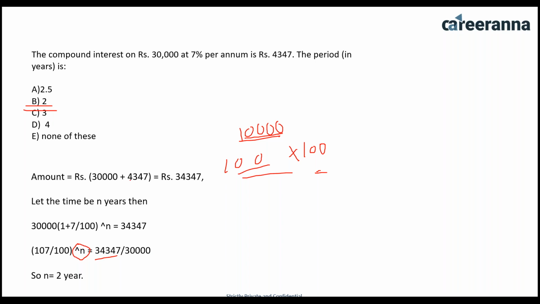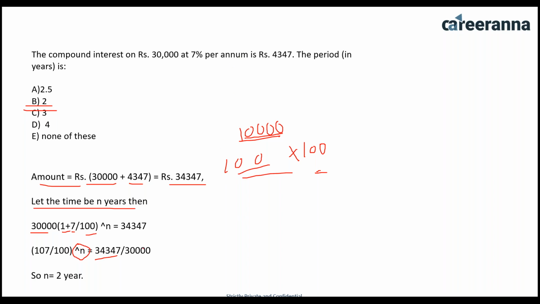Very easy to understand. Anyone has any doubt? Please tell me. Okay, let me explain it again if you want. Amount is principal plus interest, so amount would be 34347. I have to assume the time to be n years, then principal multiplied by 1 plus interest by 100. Okay, shortcut to square 107. Let me tell you that.